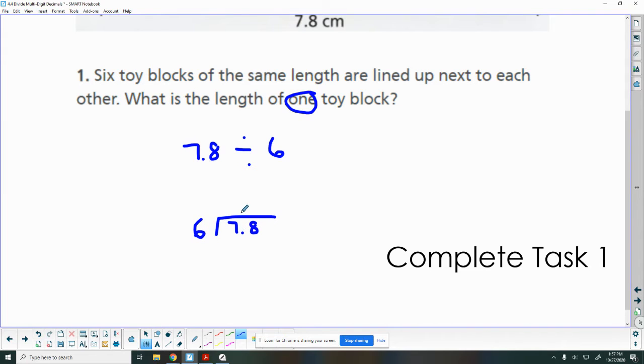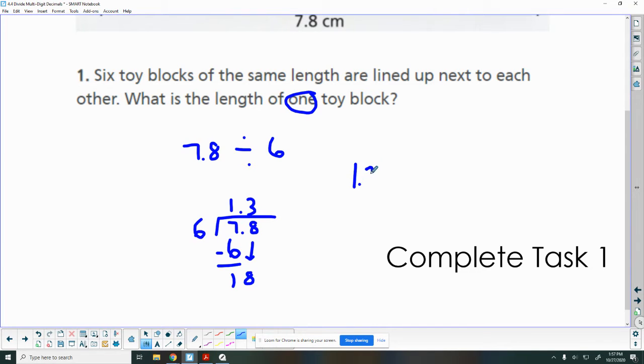When I'm done, I just bring the decimal straight up here. So 6 goes into 7 one time. 1 times 6 is 6. So I subtract and bring down the 8 here. 6 goes into 18 exactly 3 times.